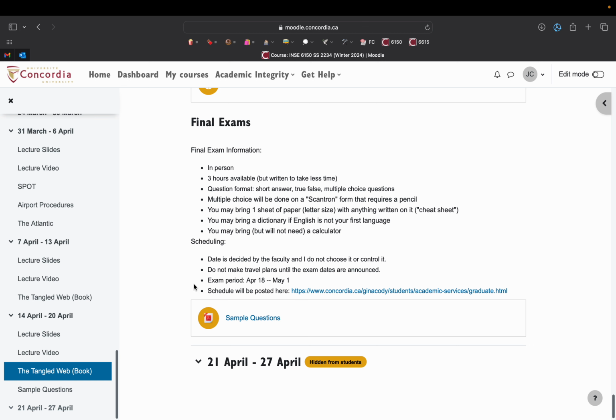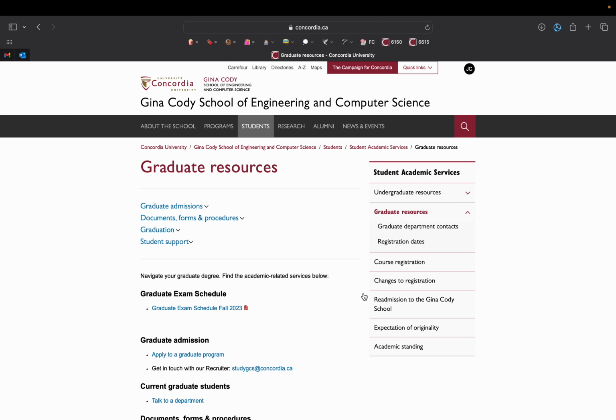Usually around the end of February, they'll post the schedule, and then you can start booking things. When it's available, it will be on this website. It's obviously not available yet, but you can see last term's exam schedule, for example. So this is what it will look like when it comes out.